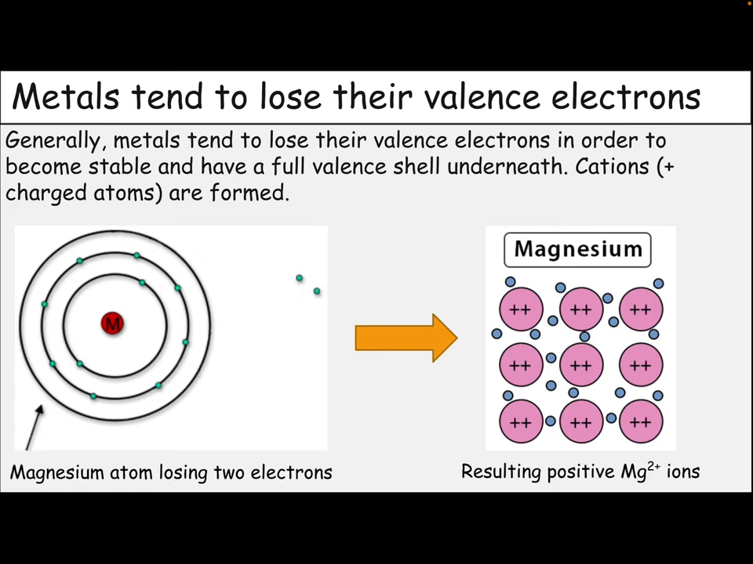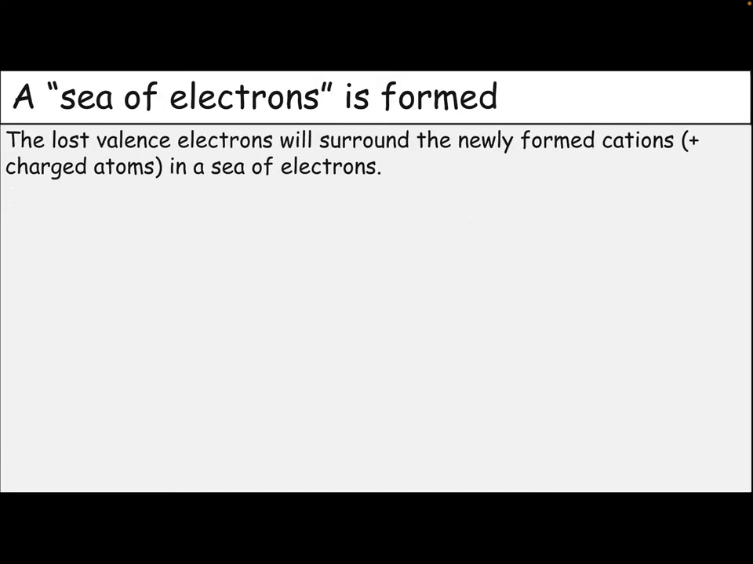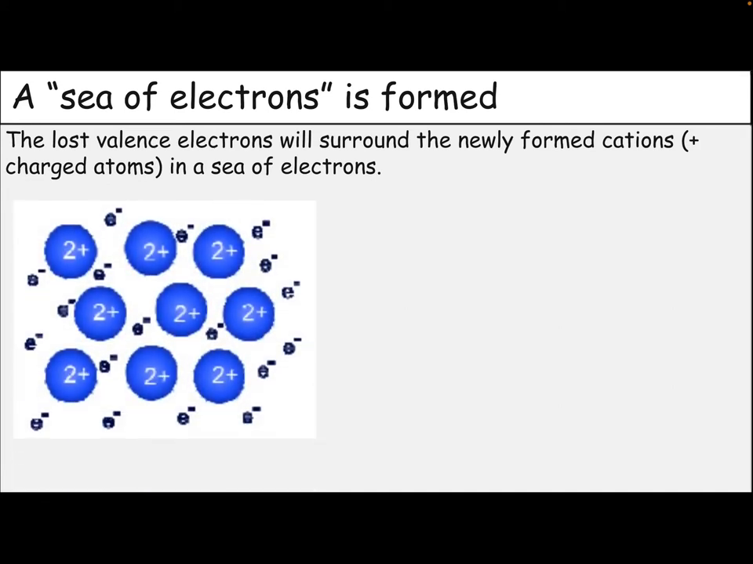So the question becomes, what happens to those 2 valence electrons that the magnesium atom lost? A sea of electrons is formed. So the lost valence electrons will surround the newly formed cations, or positively charged atoms, in a sea of electrons. So if we have a piece of magnesium, okay, we're holding magnesium in our hand, hopefully with gloves to be safe. Anytime you're working with elements and chemicals, you have to be careful, okay?